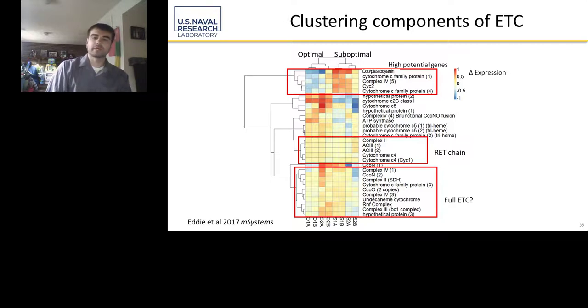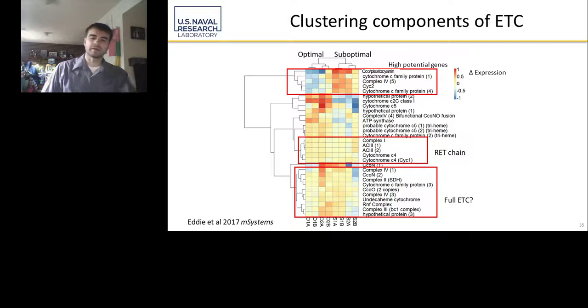And we can form some hypotheses based upon which genes these are and how they're used. So, the high potential genes, a lot of these, so we have the Psych2, which is going to be involved in getting electrons into the cell. And then we have some of these genes that are going to be in the forward electron transport chain.